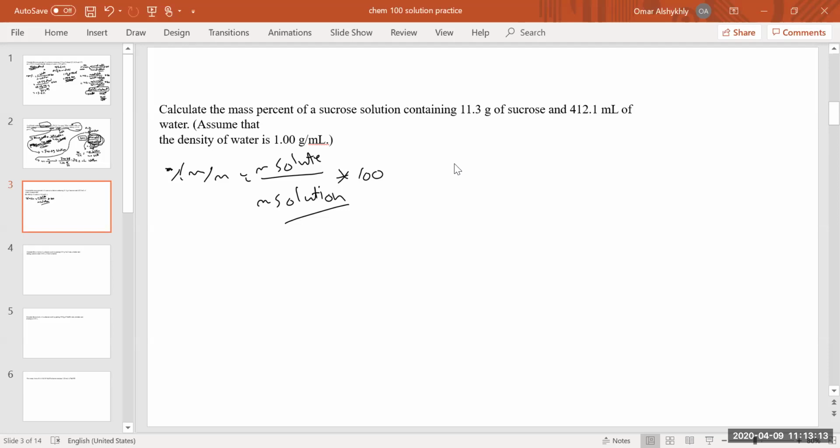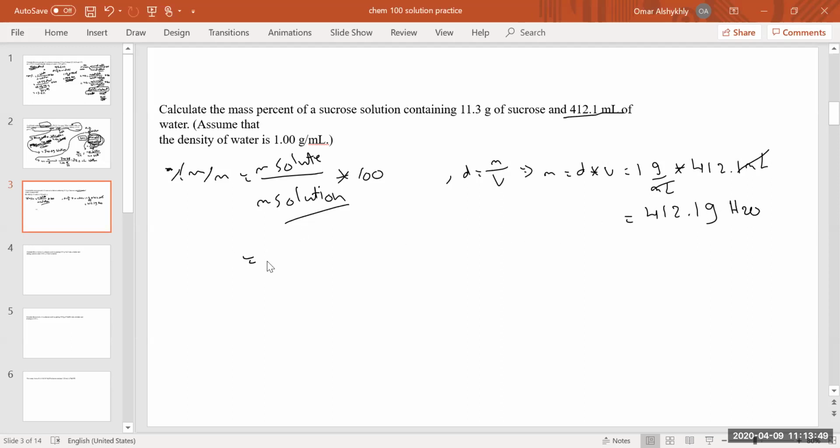Okay. Now let's find the mass of water. Here we have 412.1 milliliter of water. Density equals mass per volume. Mass will equal density times the volume. Density here is 1 gram per milliliter times the volume, 412.1 milliliter. Cancel mil with the mil, and we will have 412.1 gram. It is the mass of water.